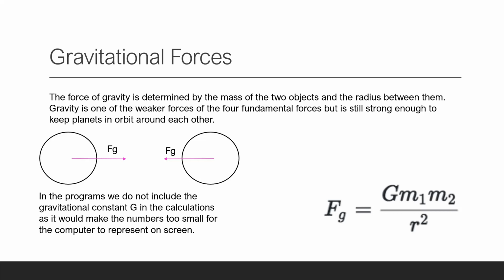So the force of gravity is determined by the mass of two objects and the radius between them. Gravity is one of the weaker forces of the four fundamental forces, but is still strong enough to keep planets in orbit around each other. So we have a free body diagram showing how the force of gravity interacts between two different objects.